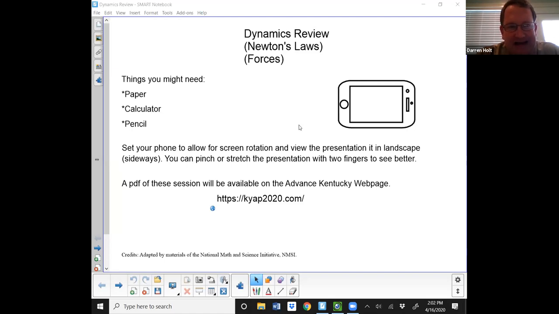What I found is these sessions, and at least my presentation, you're better off having your phone rotate a landscape, so it makes it a little bit bigger print. Things that you will need, possibly, is some paper, a pencil, and a calculator, right?